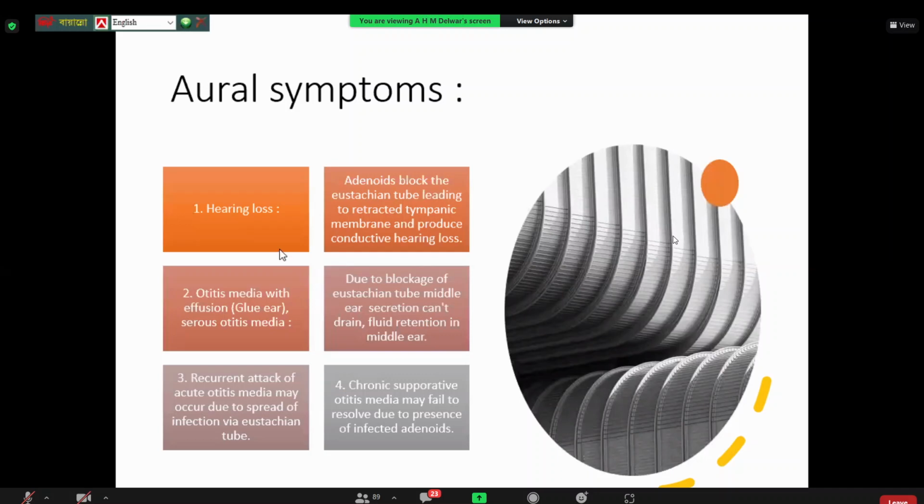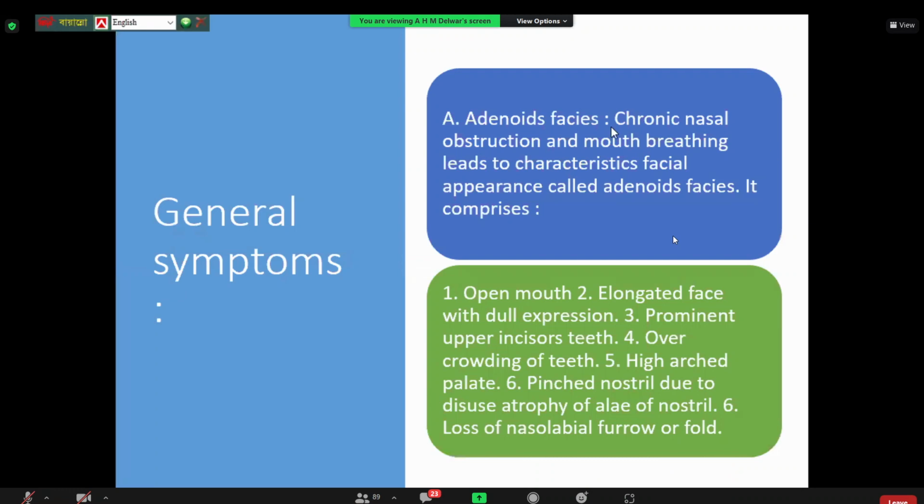So aural symptoms are important: hearing loss, adenoid effusion, recurrent attacks of acute otitis media, and chronic suppurative otitis media that may fail to resolve. These are four things. Now the generalized symptoms. When adenoids compromise the nasal airway, they produce adenoid facies. Chronic nasal obstruction and mouth breathing lead to the facial appearance, all the adenoid facies.